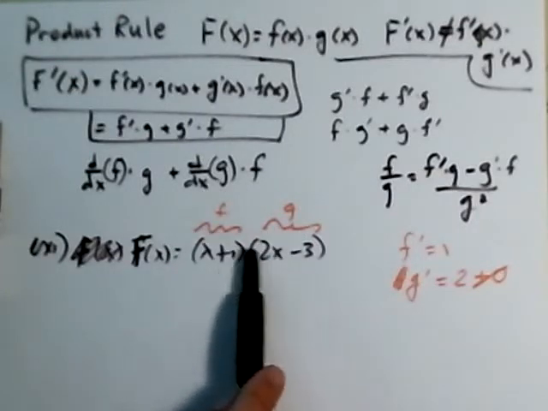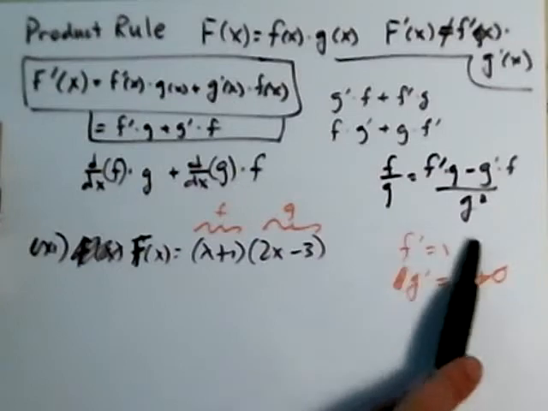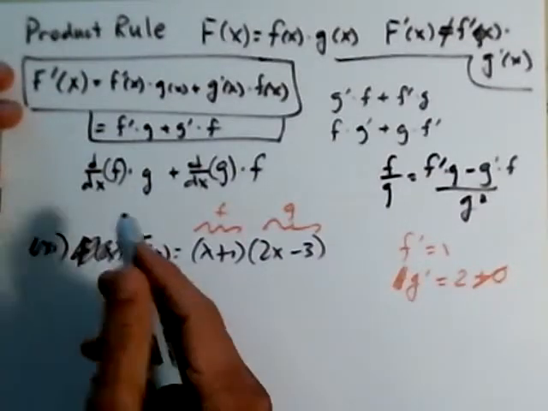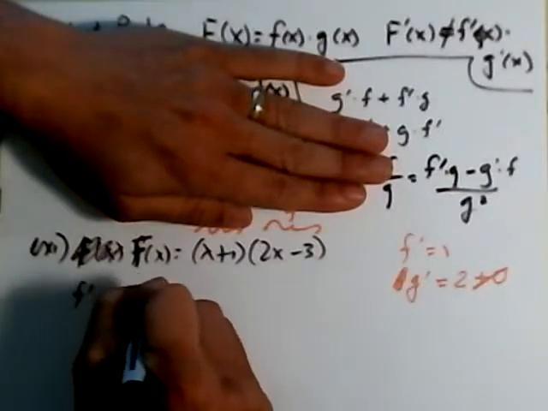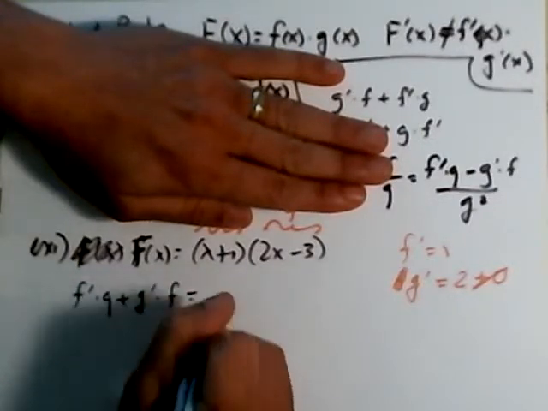Remember, this is step 0. Make sure you do this portion and this portion first before you actually start. And I always like to write the formula down before I start. It's f prime times g plus g prime times f.